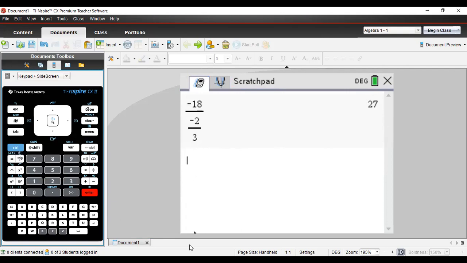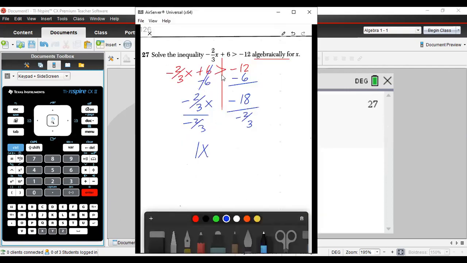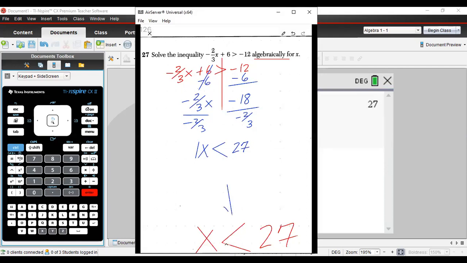So let's go back and finish this up. Now, because we divided both sides by a negative number, we have to switch or flip the inequality. So instead of it being greater than, it's going to be less than 27. We already knew that because we had that by graphing it. By the way, even if you do it algebraically, you should check it by just graphing it. That's an easy way to check it.